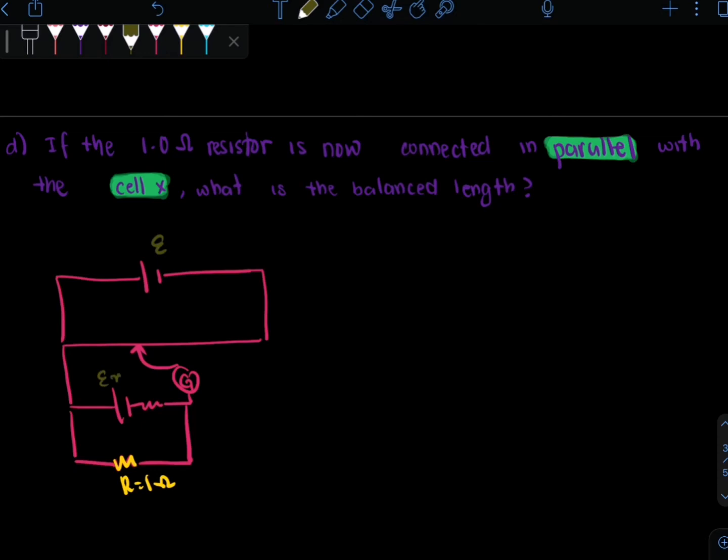So ini EMF, this is my EMF X, this is my RX, this is my point A, point B, and my balance length P ini. So now kita tengok dulu. We know that we are going to start our equation with LAP over LAB is equals to VAP over VAB. Ini yang kita nak buat.